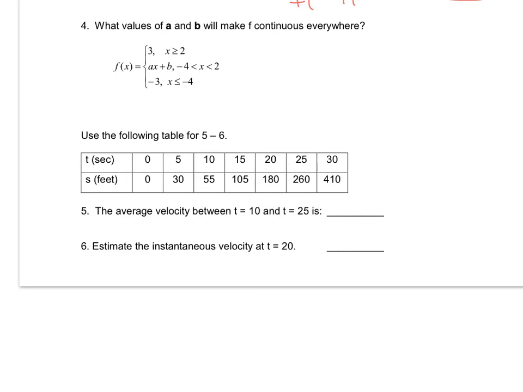Now for 4, we have 2 pieces. So we're going to set these first 2 pieces equal at 2. So I'm going to plug 2 in for the x. And we're going to take our bottom pieces and set them equal at -4.